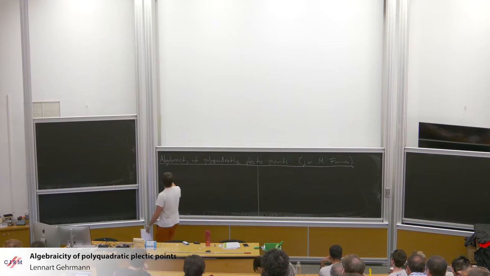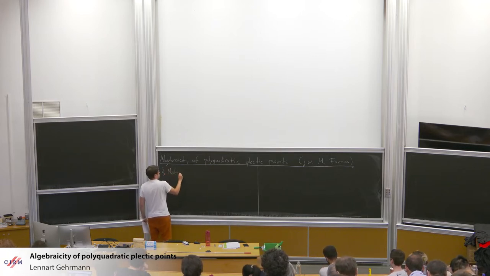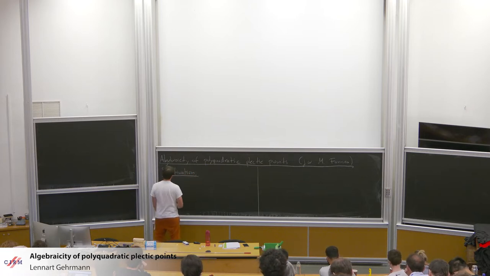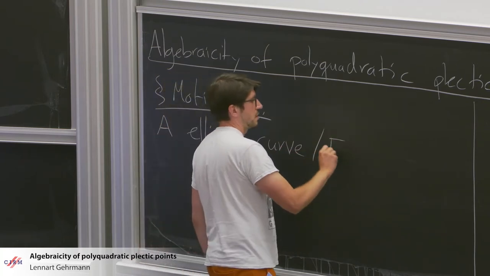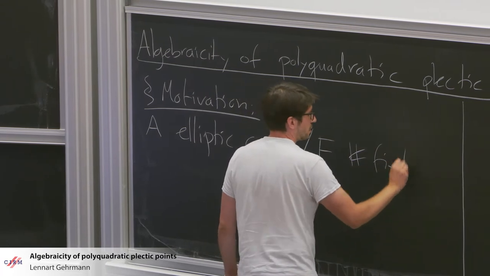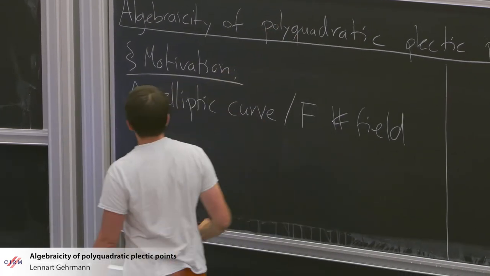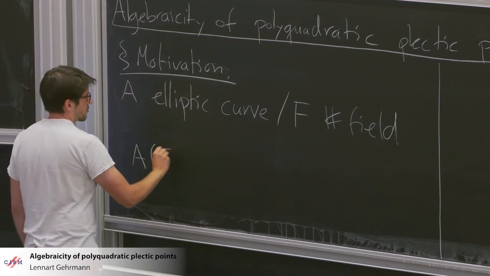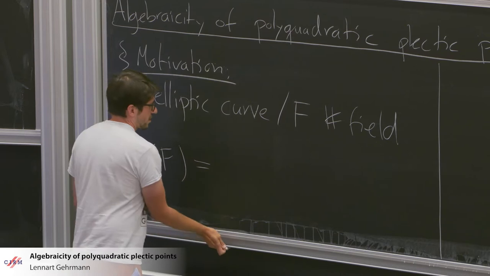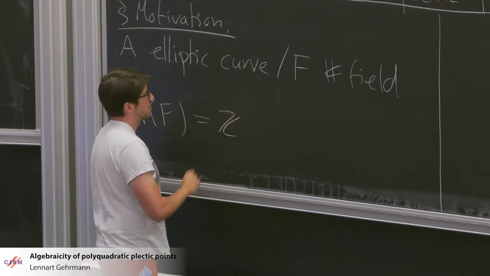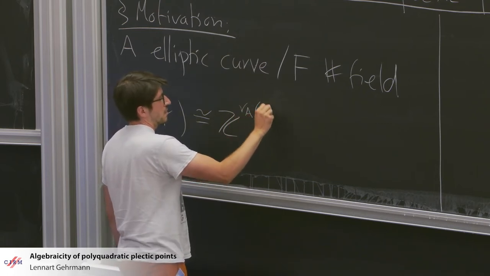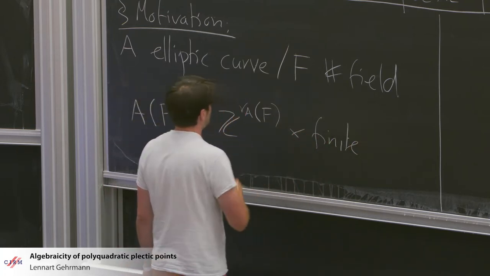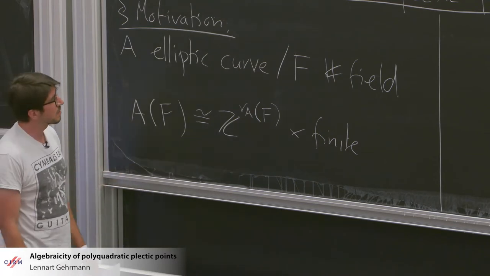Okay, so what's the motivation for all of this? I start with A, an elliptic curve over some number field F. As you all know, the group of F-valued points of A is a finitely generated abelian group, so it's isomorphic to some power of Z times something finite, and this power will be the rank of A over F.